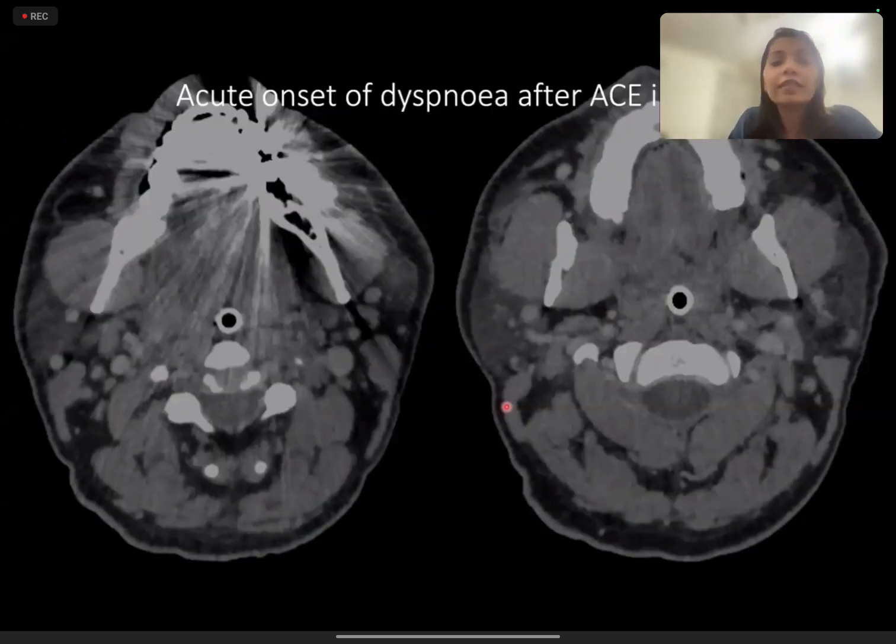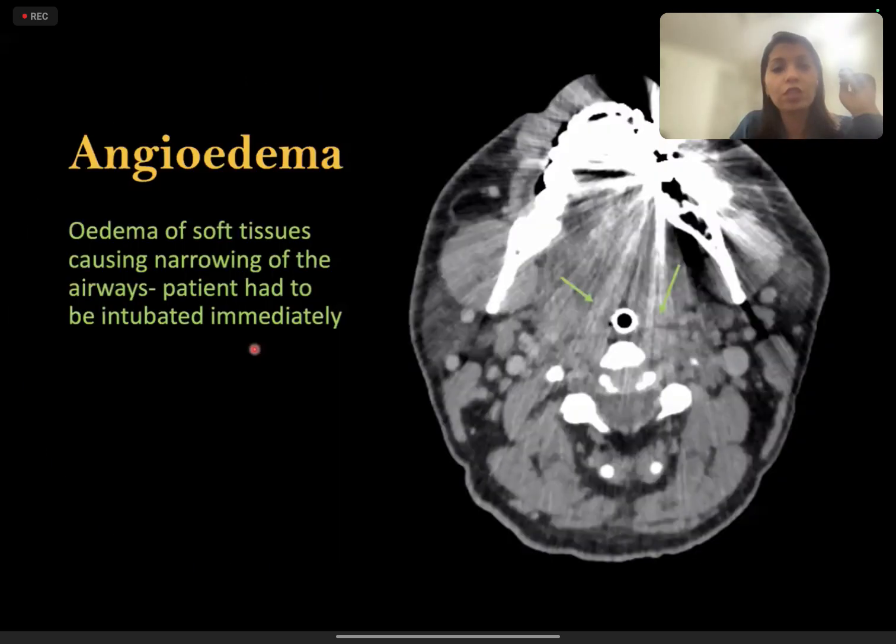This next case is acute onset of dyspnea after ACE inhibitors. I'm sure everybody can appreciate this narrowing of the airway and this edematous enlargement of the soft tissue of the oropharynx. This patient went on to have immediate intubation to secure the airway. So this is a case of angioedema.